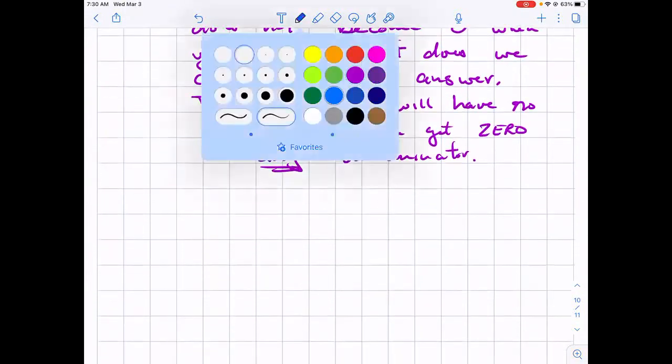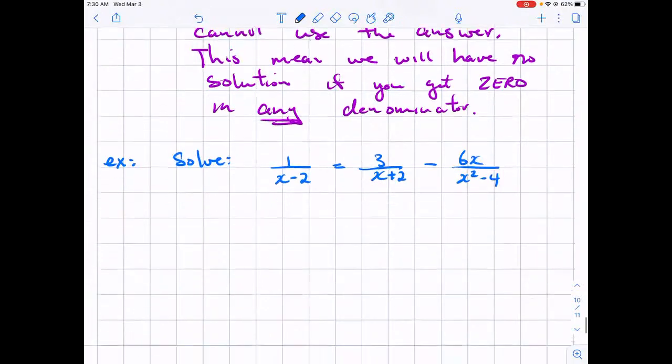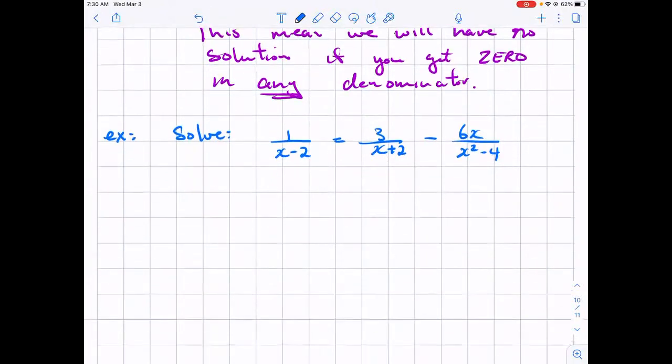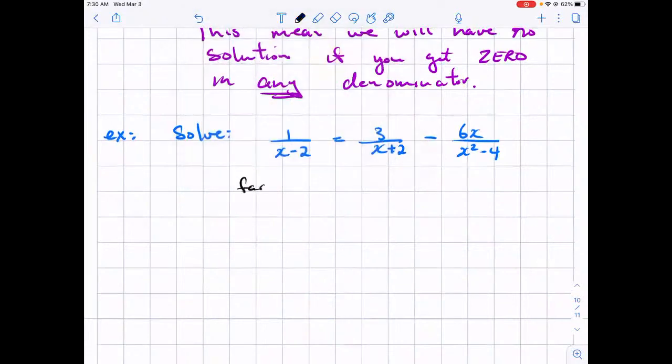So let's look at the example where now you will see that I will get a 0, right? Example, solve. So very similar. We have 1 over x minus 2 equals 3 over x plus 2 minus 6x now over x squared minus 4. So the same thing we'll do. Factor, right? We want to factor each denominator. Factor the denominators.